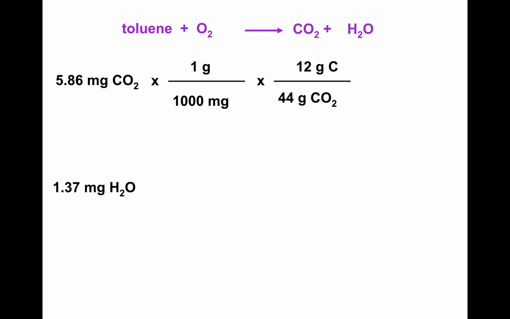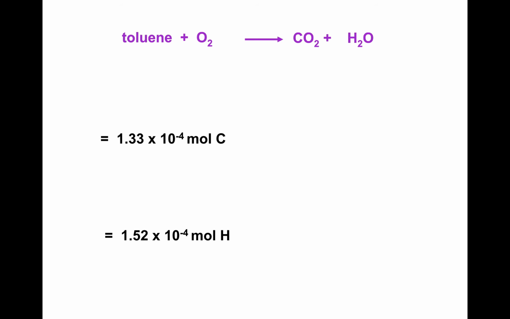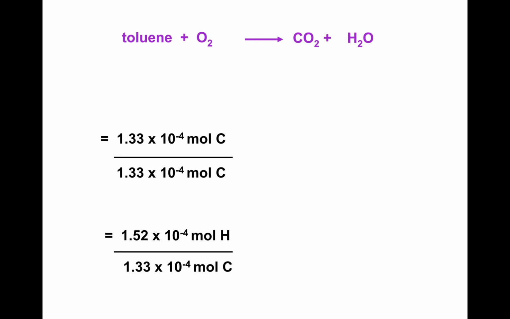Now that I'm in grams of carbon, I can use the molar mass of carbon to get to moles of carbon. I do the same thing with the water, except that for every 18 grams of water, 2 of those grams are hydrogen. Use the molar mass of hydrogen to get to moles of hydrogen. Now that I have moles of carbon and moles of hydrogen, I take the smaller value, divide it into the other, and try to get a whole number ratio. Well, these are close enough to being the same, right? So for every 1 carbon, you have 1 hydrogen. This is the empirical formula for toluene.